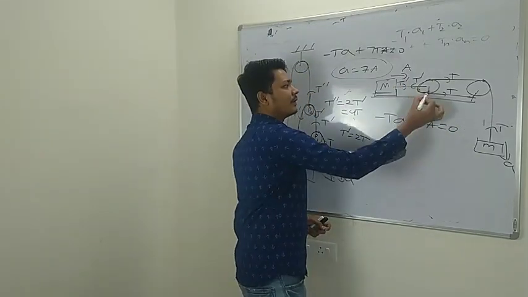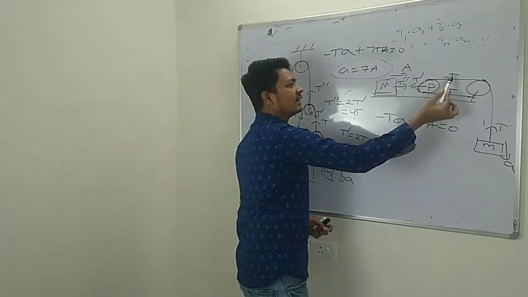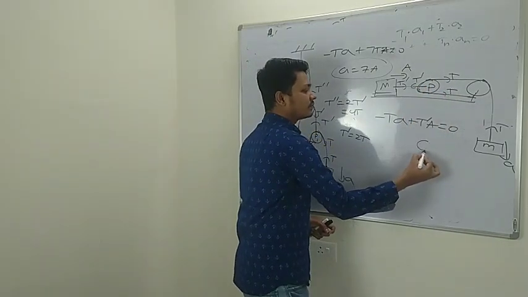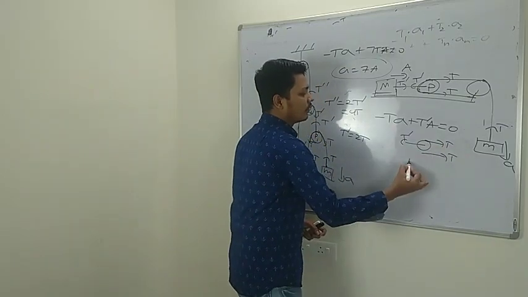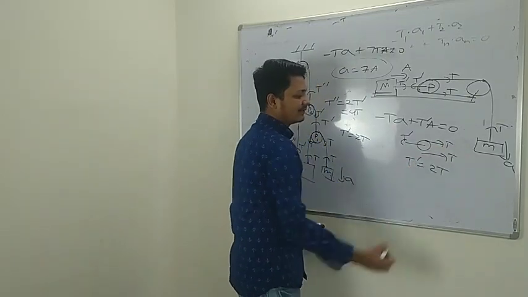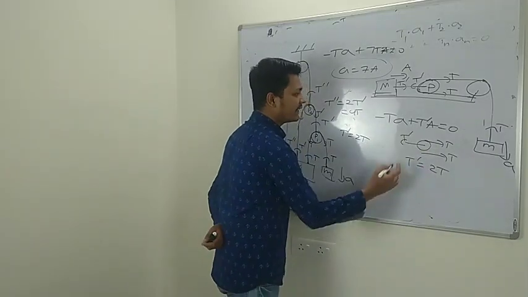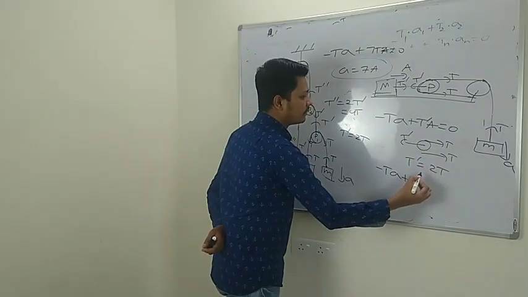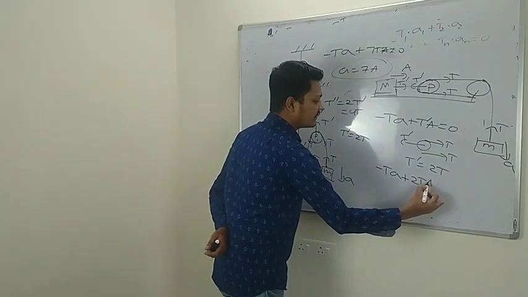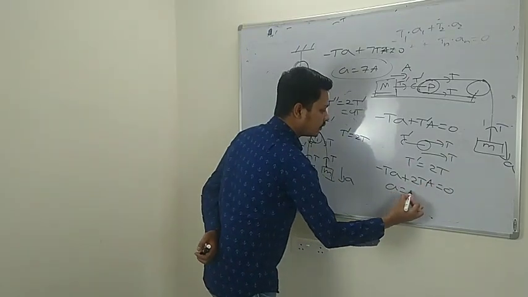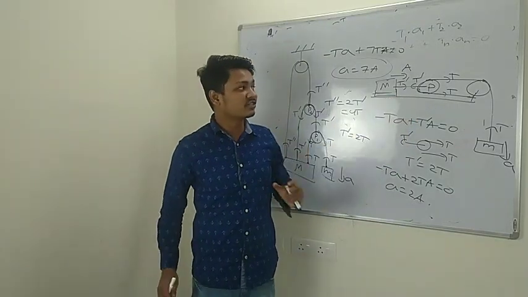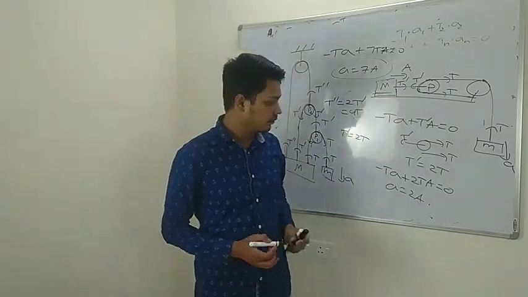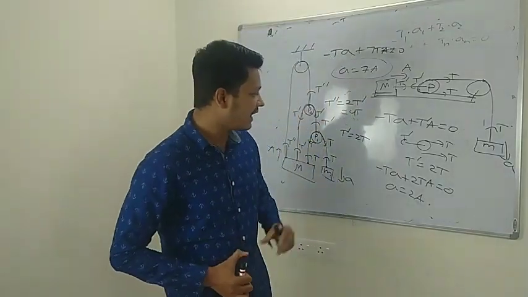But from this pulley, it is clear that T and T dash. So T dash is equal to 2T. So you will get minus Ta plus 2TA is equal to 0, a is equal to 2A. Now can you solve it completely? Please solve it completely. I am giving you 2 minutes for that, and then I will solve.